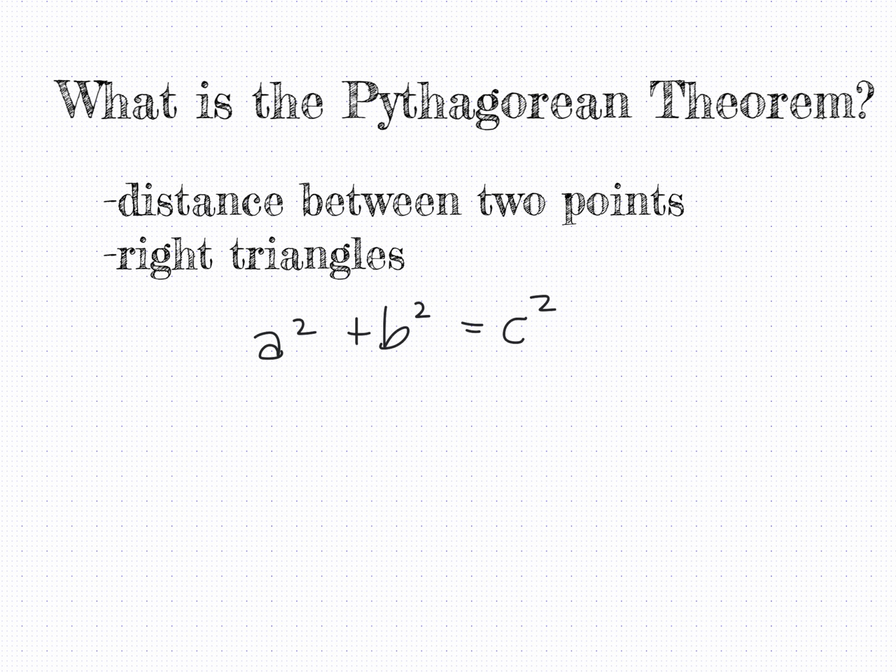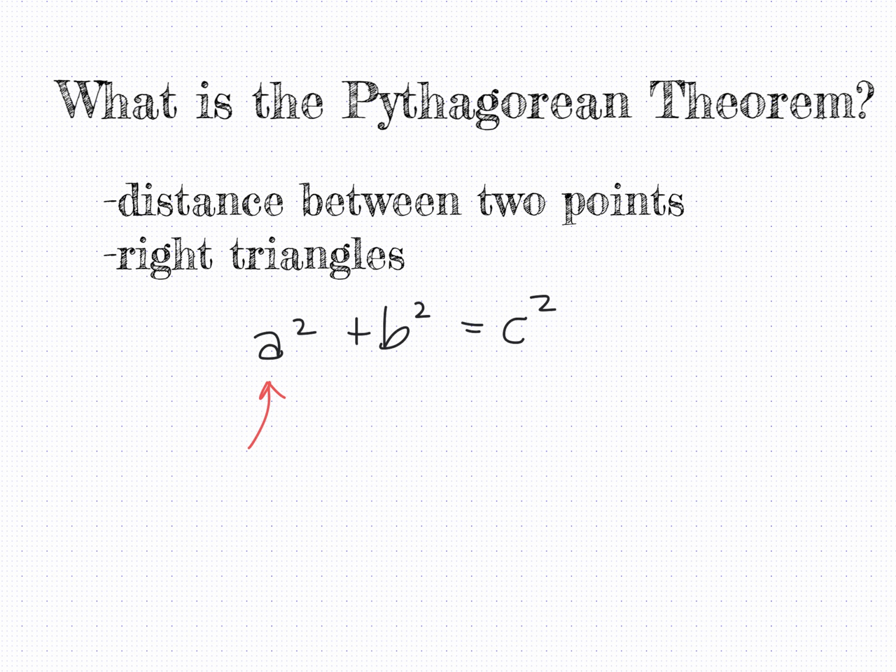But before we wrap up this video, we're going to explore a brief proof of why this a squared plus b squared equals c squared idea works and what the letters mean. The first thing I would like to point out to you is what a, b, and c represent.